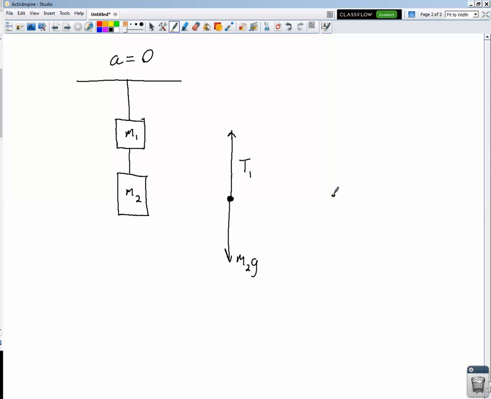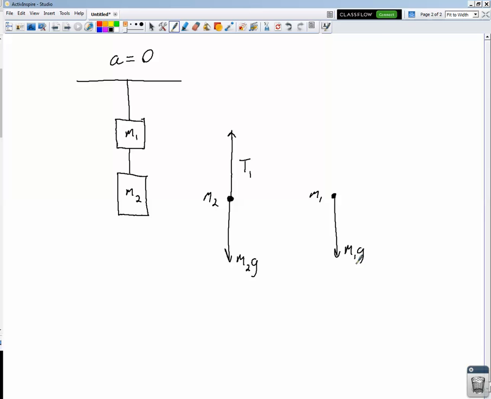So now on this dot over here, representing M1, let's label these guys M2 and M1. Let's draw all of the forces acting on M1. It's easiest to start with gravity. So we have M1G going down. Now, here's where Newton's third law comes into play, because if M2 is being pulled up by the tension force in the string, then M1 has to be pulled down by that exact same tension force. So this is a Newton's third law pair.